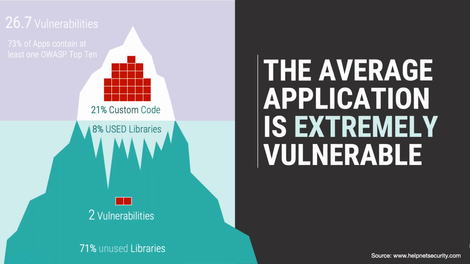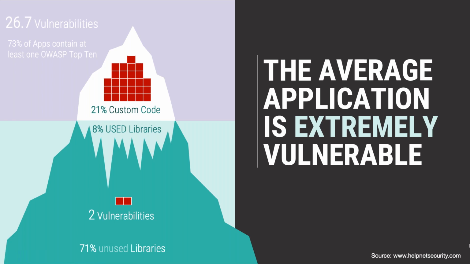Now, I want to start with a little bit of a motivation about why this is important. Despite all the attempts that people currently do to secure their applications, the average application that is out there is still extremely vulnerable. If you look at some of the statistics out there, you see that on average, there's still about 26 vulnerabilities or more per application. And 73% of the applications out there still contain at least one of the OWASP top 10 vulnerabilities.